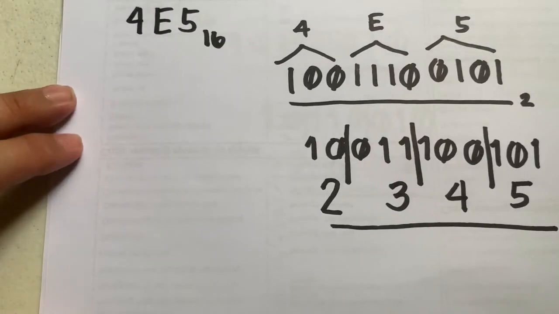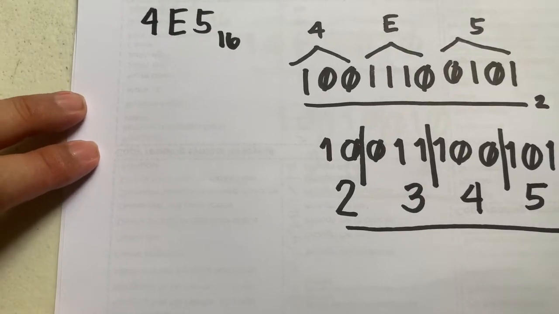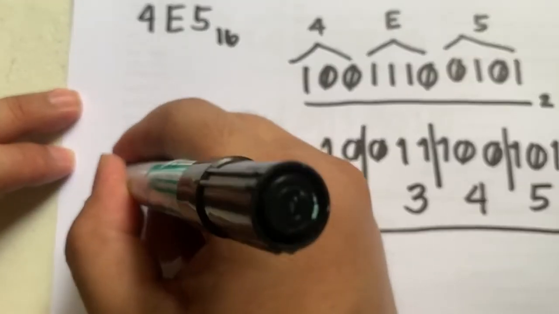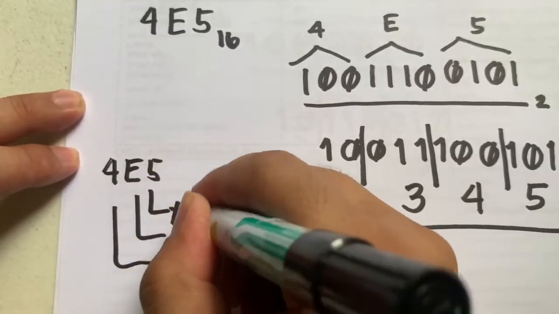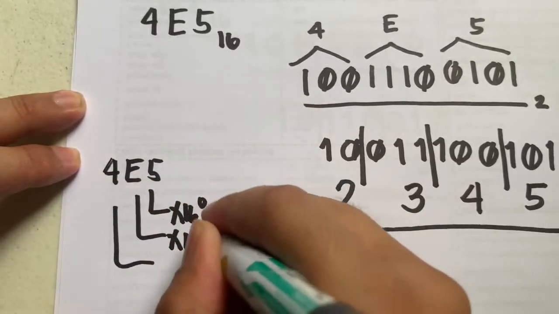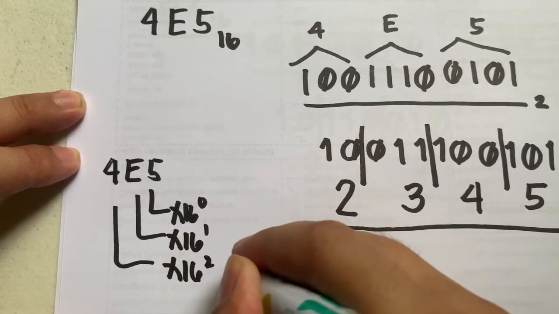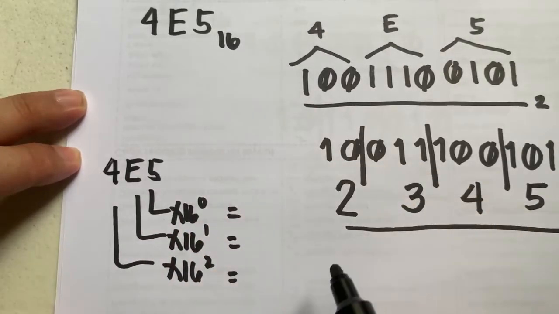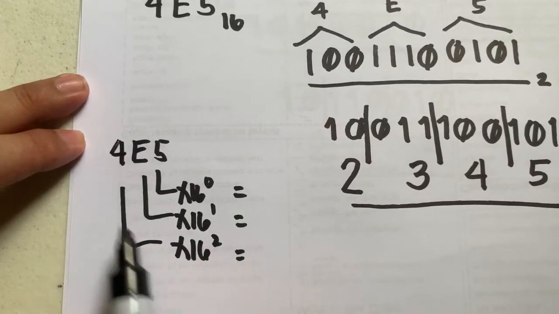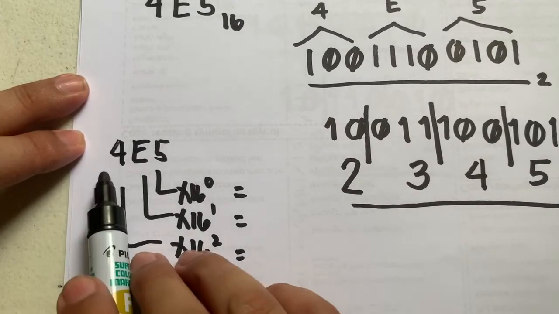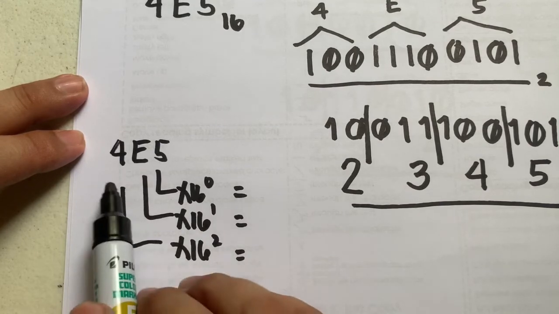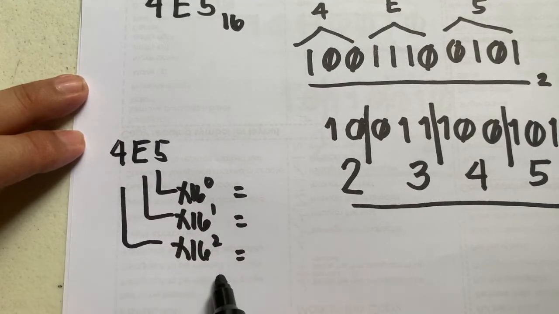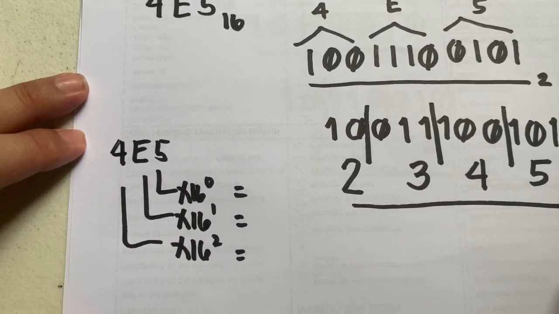To get its decimal equivalent, we are going to use the given number 4E5. Then we multiply it by powers of 16. We start with 16 raised to 0, 16 raised to 1, and 16 squared. Of course, if you have more than 3 digits, you can still multiply it. If you have more than 4 digits, you can use 16 cubed, and then 16 to the 4th power, and so on and so forth.